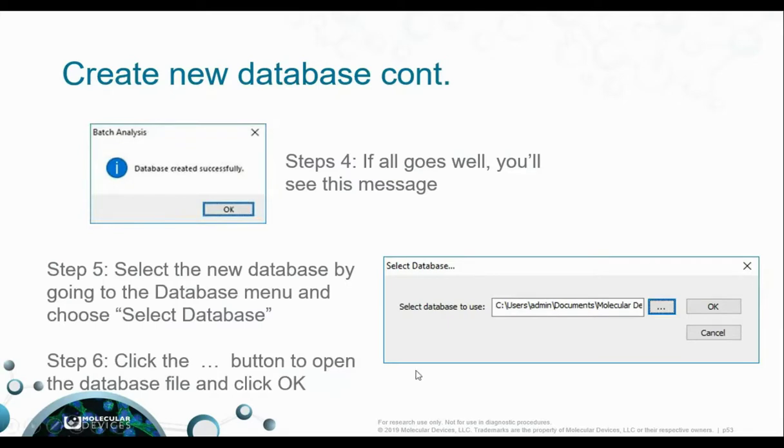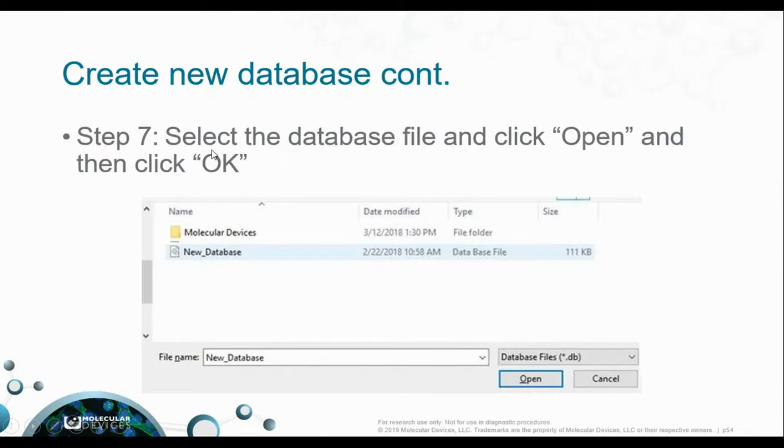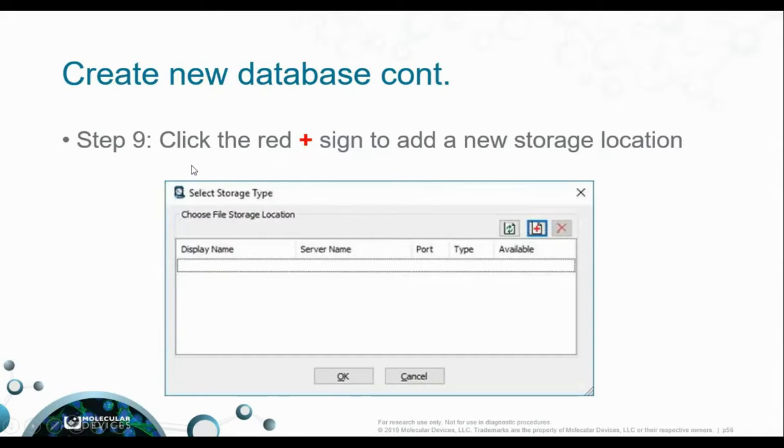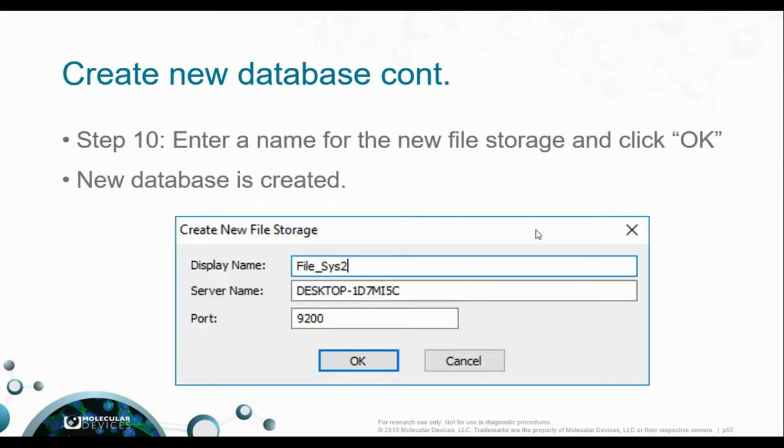The next thing is that if everything is going well, you will see this message: database created successfully. Then you select the new database by going to the database menu and choosing select database. Then you click the button to open the database file and click OK. You will see this storage location, then you click OK. The next step is to click the red, positive sign to add a new storage location, enter a name for the new file storage and click OK. Then the new database is created.